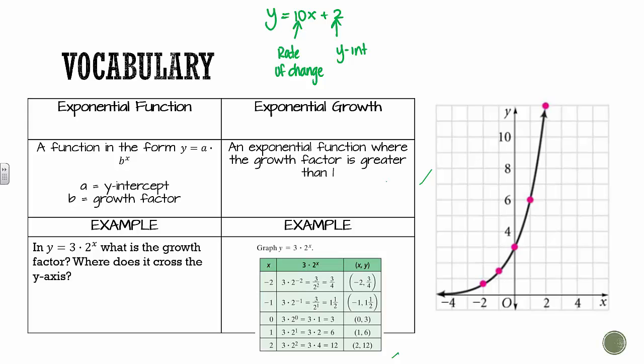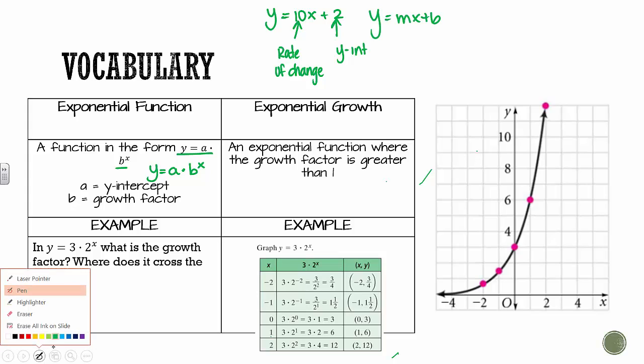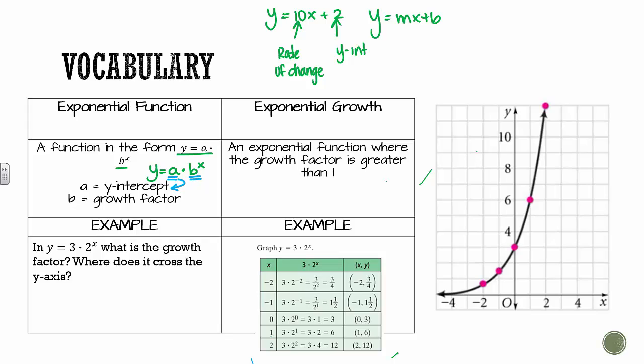Now an exponential function is a little different. It should be y equals a times b to the x. And now I know we have a b in this, just like we did in y equals mx plus b, but it means something different this time. This time the a is our y-intercept, or our starting point, and b is something called the growth factor. And this time it's a little different because our growth factor isn't adding every time, it's multiplying instead.